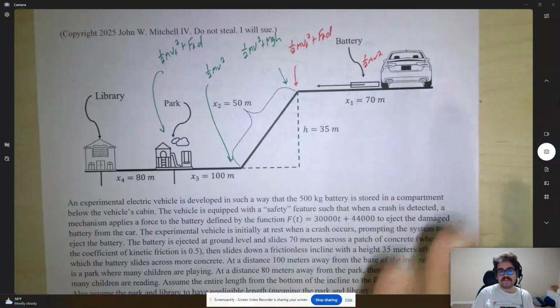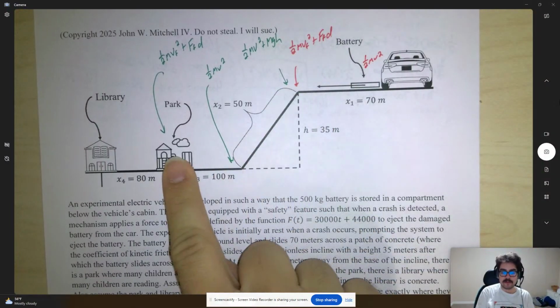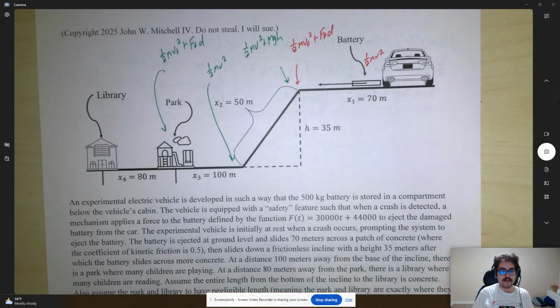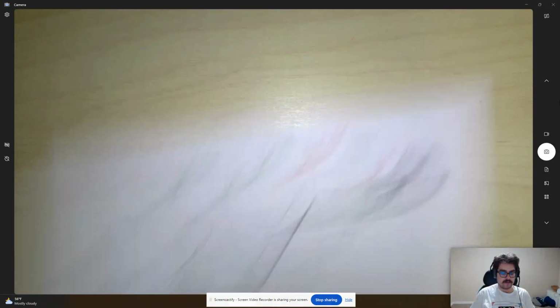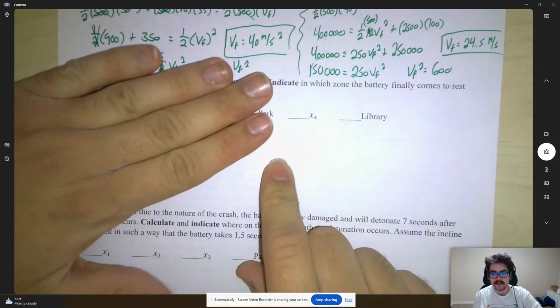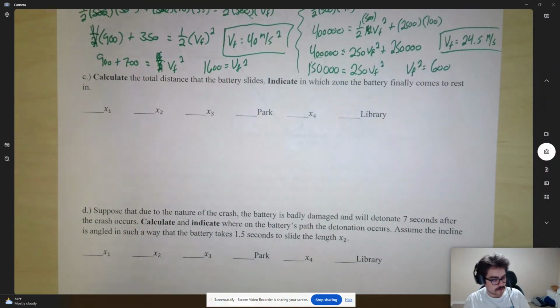We know that for a fact our answer has to at least be 70 plus 50 plus 100. So it's not going to stop in the park. We know our answer has to either be X4 or library, right? So we know it can't be any of these four. So we're already down to a 50-50 shot on the multiple choice part, which is pretty awesome.